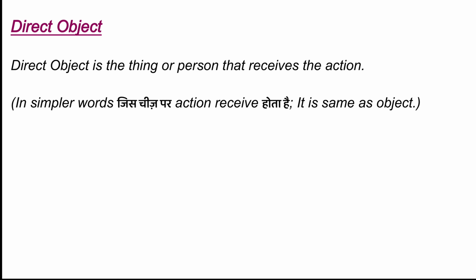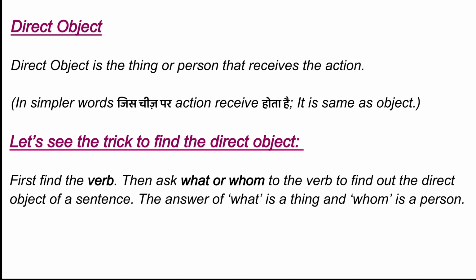Direct object. Direct object is the thing or person that receives the action. In simpler words, जिस चीज़ पर action receive होता है, that is direct object. It is same as object. Let's see the trick to find the direct object. First, find the verb, then ask what or whom to the verb to find out the direct object of a sentence. The answer of what is a thing and whom is a person.